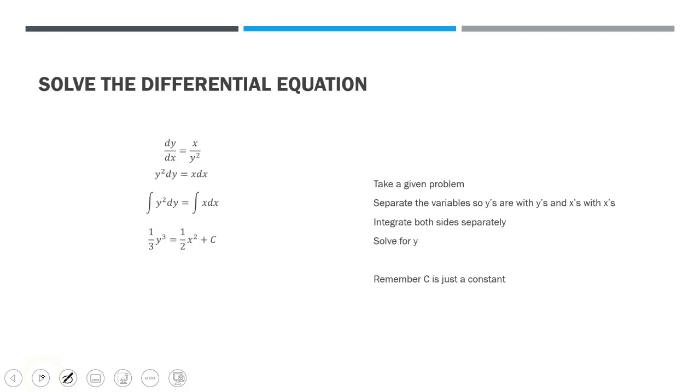So you get 1/3 y cubed equals 1/2 x squared plus c. Solve for y. So you have to multiply everything by 3. Remember that c is a constant, so you don't write 3c in your answer. The c absorbs the 3. And then take the cube root. The c would be inside my cube root.